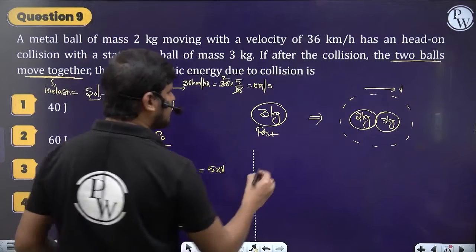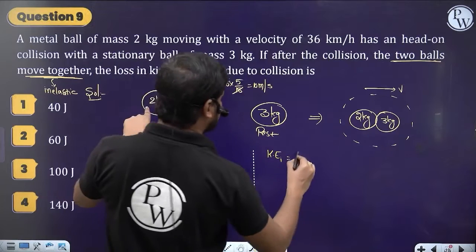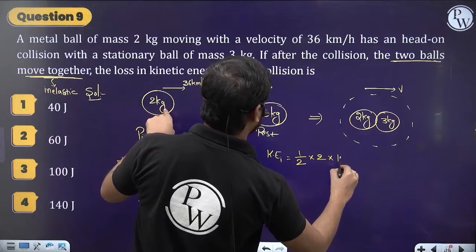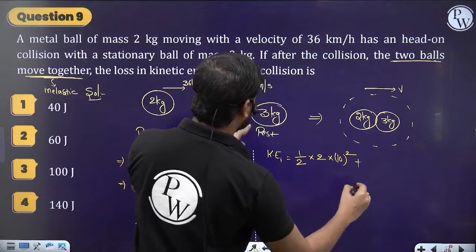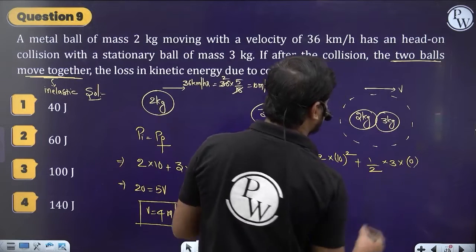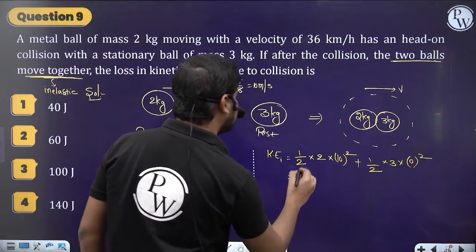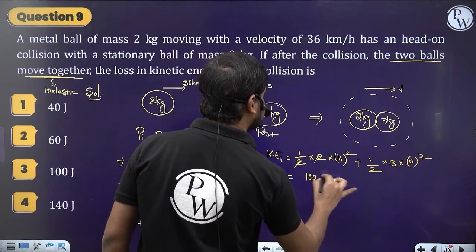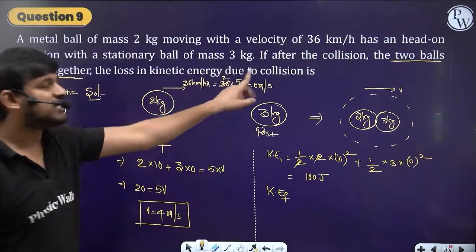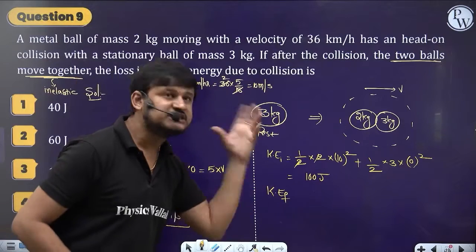So can we find the initial kinetic energy? The initial kinetic energy is half into the first body mass 2 kg, its velocity 10, so 10 square, and then the second body, half into mass 3 kg and its velocity 0, so 0 square. So the initial kinetic energy will be 100 joules. Why are we finding kinetic energy? Because they asked the loss in kinetic energy. I know both the initial velocities and both the masses, so I can find the initial kinetic energy.